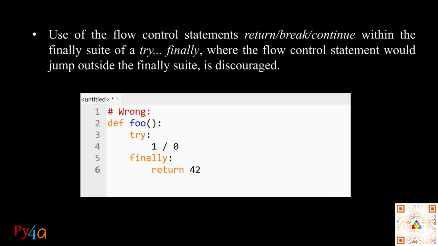Finally, use of flow control statements, return, break, continue, within the finally suite of a try finally, where the flow control statement will jump outside the finally suite, is discouraged. It is wrong to say def foo that takes no argument, try, and then you have 1 divided by 0, finally return 42. Do not do this. So PEP says that you should not use return, break, or continue within the finally clause of a try statement.